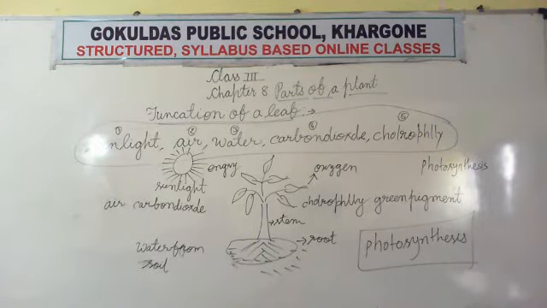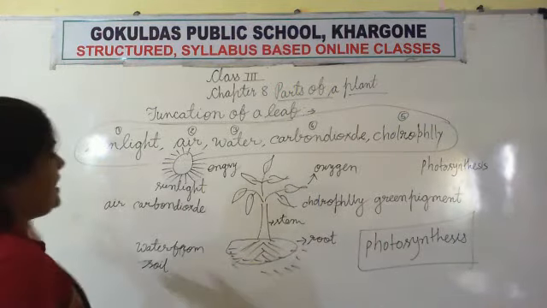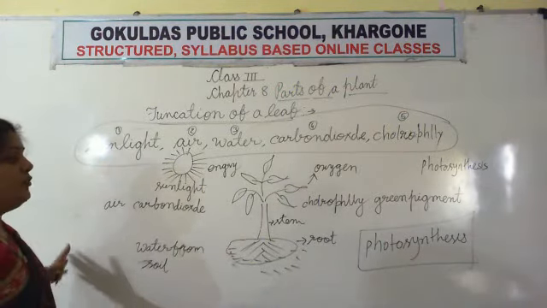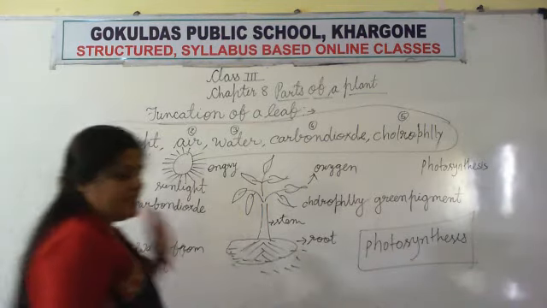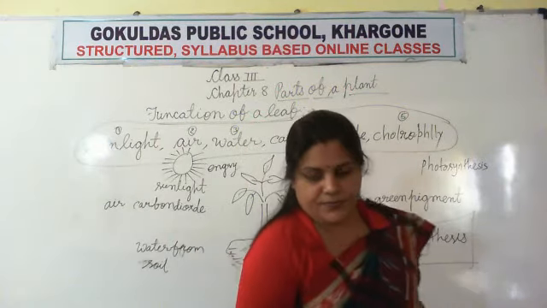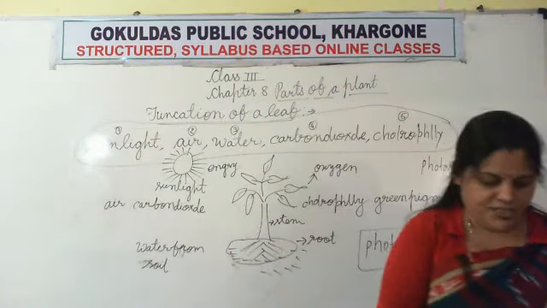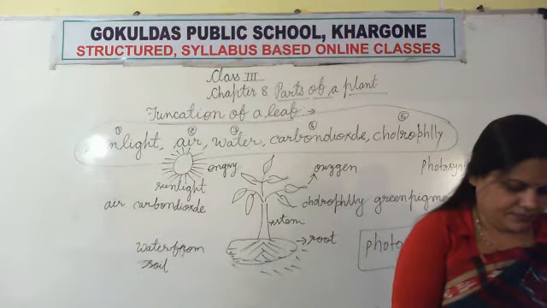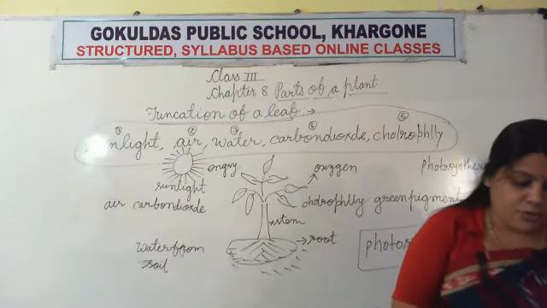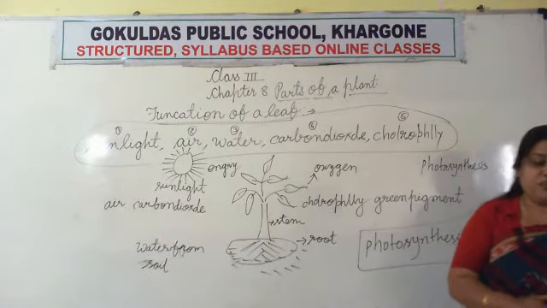Right? So this entire process is called photosynthesis. This is the process. Right, so how do leaf make food?